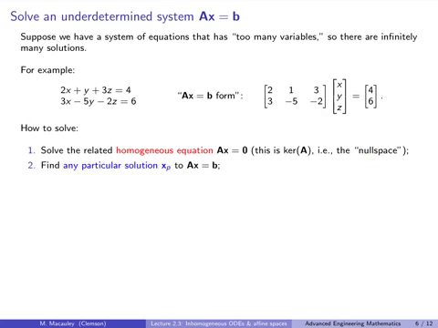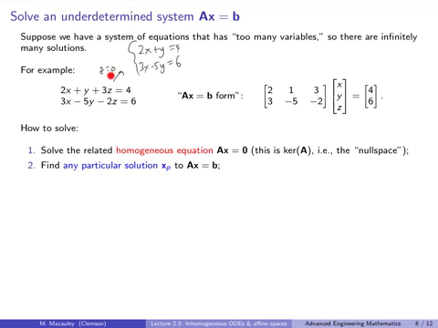Second step, find any particular solution to the original equation AX equals B. Let's call that XP. Now, how would you do this? Well, this is something I'm sure you can figure out. Let's look at the original equation, and you know there are 3 variables, or there are more things than you need. So let's just get rid of one of the variables. Let's set z to be 0. Then we get 2x plus y equals 4, and 3x minus 5y equals 6. And this is something that we can solve by hand. So it's not hard to find any particular solution.